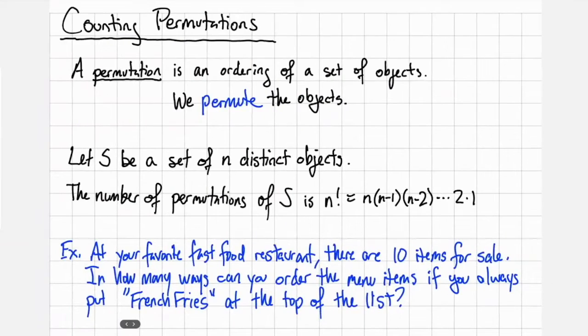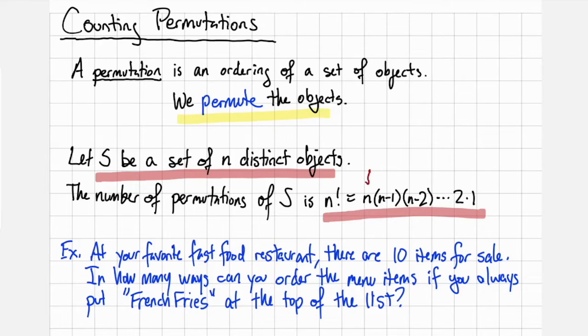When we arrange objects in an order, that's called a permutation. We can also say that we are permuting the objects. The general rule is that if S is a set of n distinct objects, the number of permutations of S is n factorial: n choices for the first one, n minus 1 choices for the second one, n minus 2 choices for the third one, etc., and 1 choice for the last object.